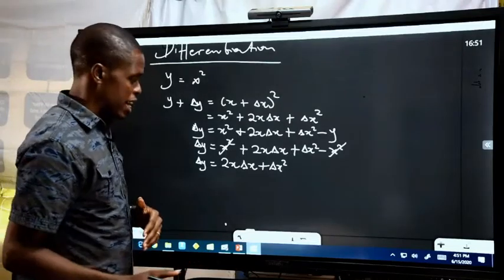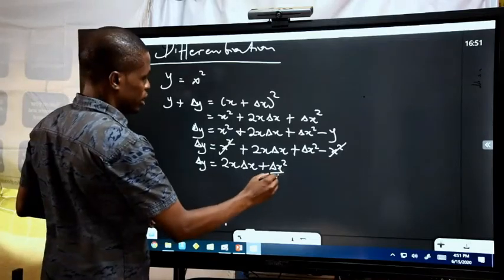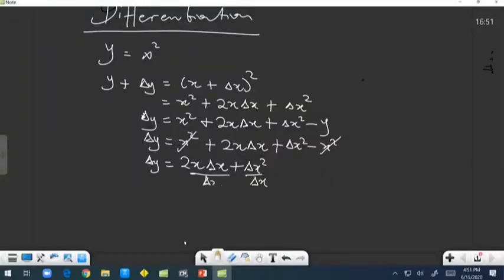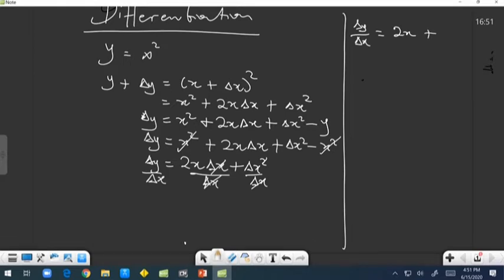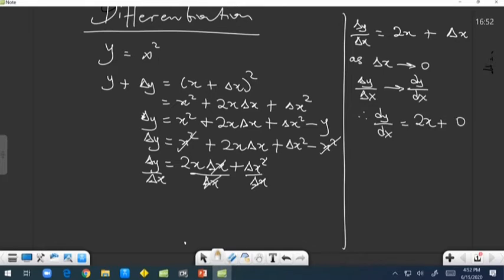If we divide both sides by delta x, we have delta x cancelling out, so we cancel one of the delta x. So therefore, what we have is delta y divided by delta x is equal to 2x plus delta x. And as delta x approaches 0, delta y over delta x approaches dy over dx. Therefore, dy over dx is equal to 2x plus 0. So the answer is 2x.